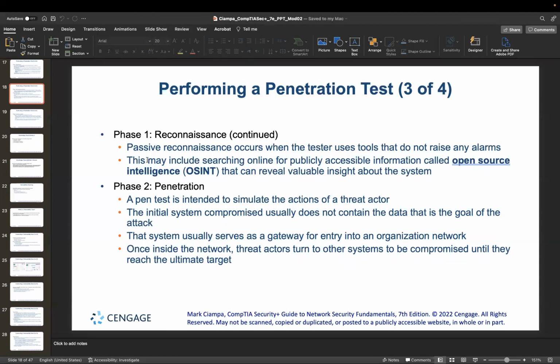So passive recon basically occurs when you use tools that don't raise any alarms, right? Like automated tools, right? You can just search online for all the open source intelligence that you can find. You can go to the dark web and actually purchase the information you need with a bunch of Bitcoins, right? And so on and so forth.